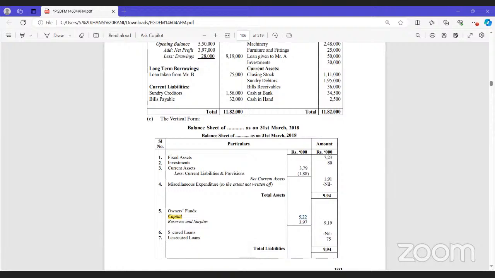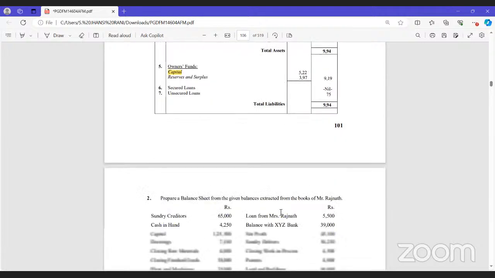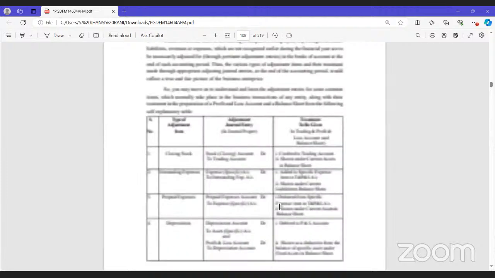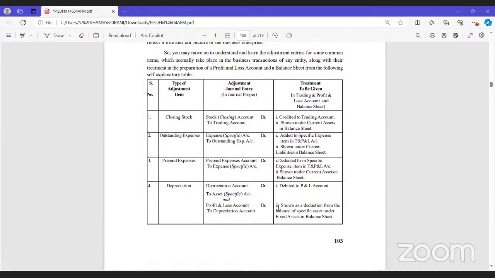Next, they have secured loans. So here they don't have any secured loans, they only have an unsecured loan, that is loan taken from B. So again, I have to put together, added here total assets, and this is total liabilities. Like this, the balance sheet will be prepared. That is only the normal balance sheet.